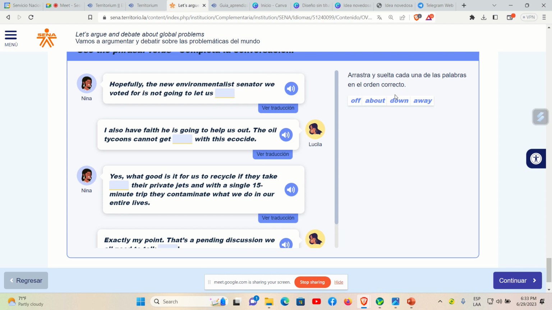Okay, so we have to fill in these gaps, okay? So hopefully the new environmentalist senator we voted for is not going to let us down. Ajá, es como no nos va a decepcionar. Ajá. I also have faith he's going to help us out. The oil tycoons cannot get away. Yes, get away. Salirse con la suya.